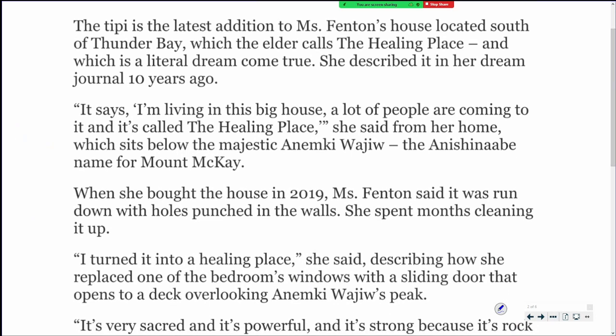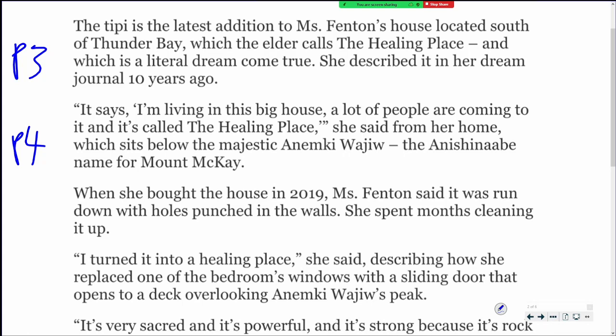The teepee is the latest addition to Miss Fenton's house, located south of Thunder Bay, which the elder calls the healing place, and which is a literal dream come true. She describes it in her dream journal 10 years ago. Quote, it says, "I'm living in this big house. A lot of people are coming to it, and it's called the healing place," she said from her home, which sits below the majestic ENG4E, the Anishinaabe name for Mount McKay.